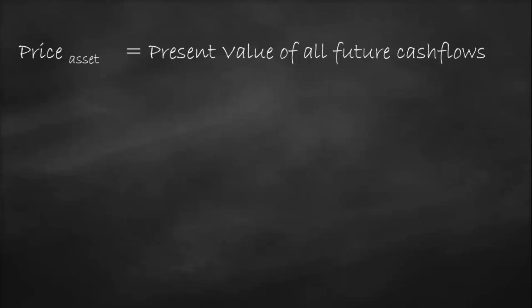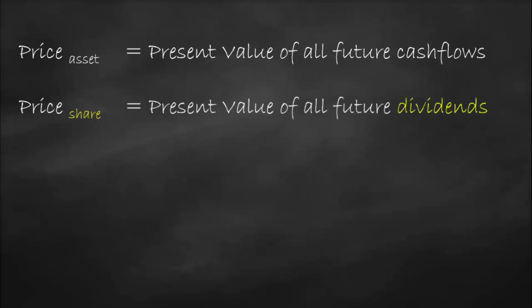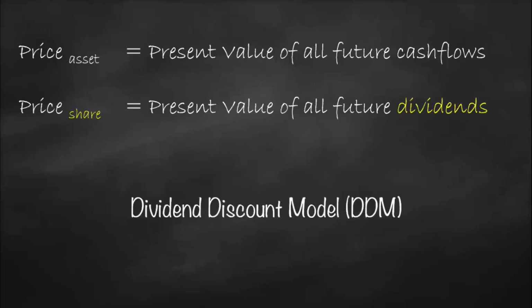of this asset. So, for example, if we have a stock or a share, what will be the price of this share? Every time you have a share, when the company makes profits, they will distribute dividends. Therefore, the price of a share will be equal to the present value of all future dividends. And that's why, based on this formula, we can have a model called the dividend discount model. Get the first letter of each word, so it will be DDM.